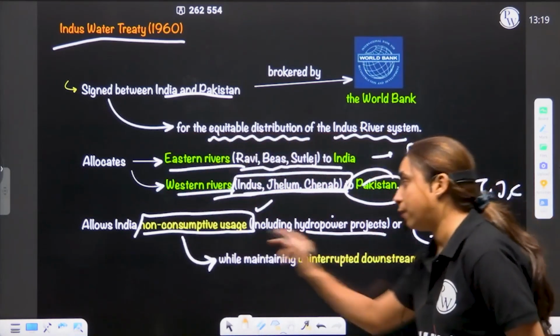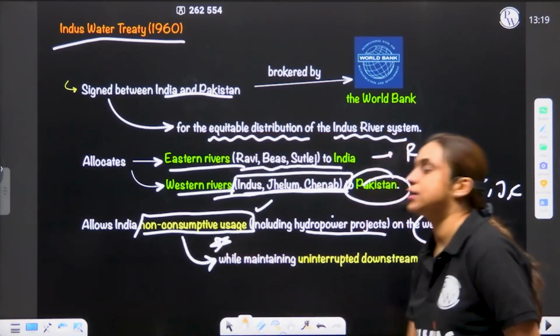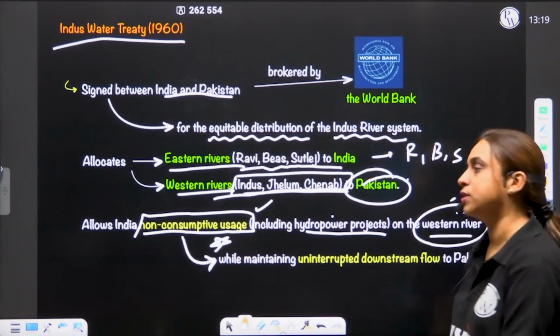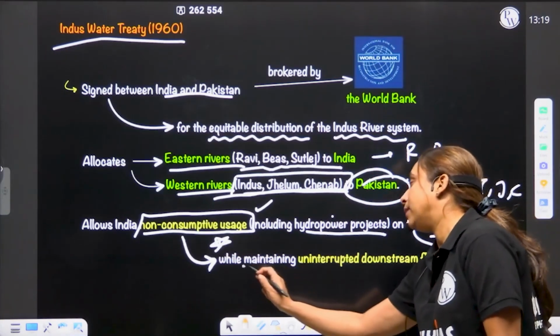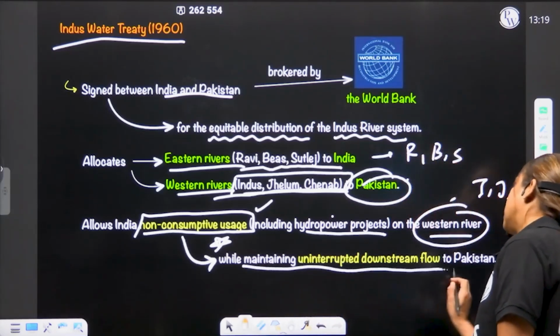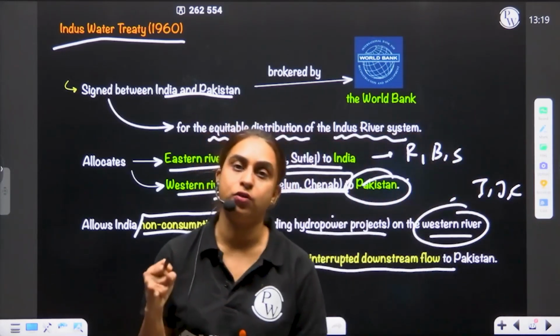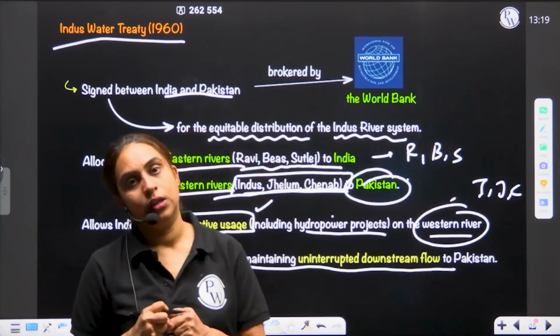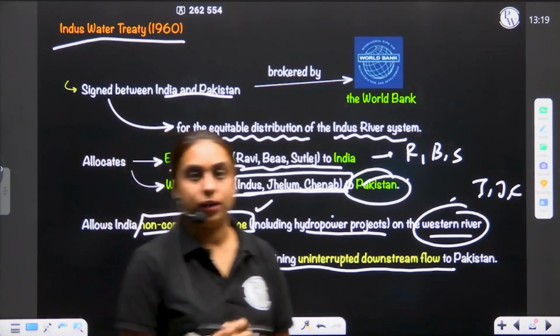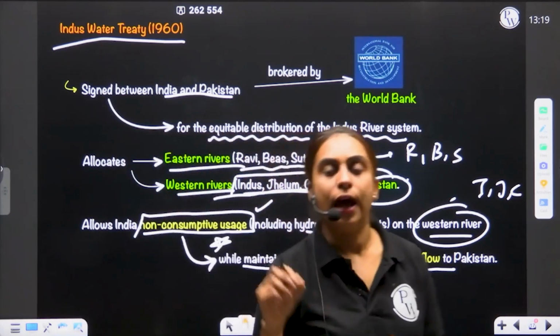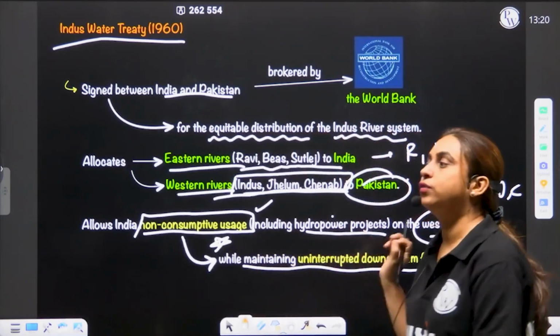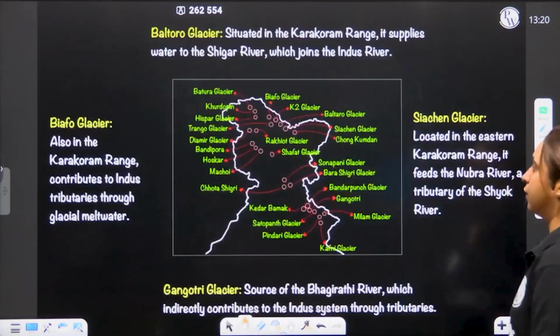While it is using the non-consumptive use, India has to take into consideration that it will maintain uninterrupted downstream flow. The flow of the river should not be affected. You can utilize the energy, but you cannot utilize the water of Indus, Jhelum and Chenab. That is called non-consumptive use, and we will have to see that the flow of the river remains uninterrupted.